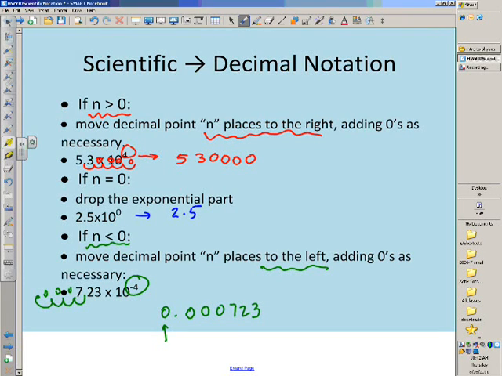Does it matter if we write this 0 here? Nope, because remember, any zeros to the left of the first non-zero number, even if the decimal point is present, aren't significant digits. So this one would have the same number of sig digs as the previous number, right?